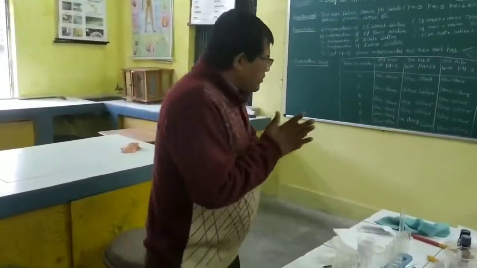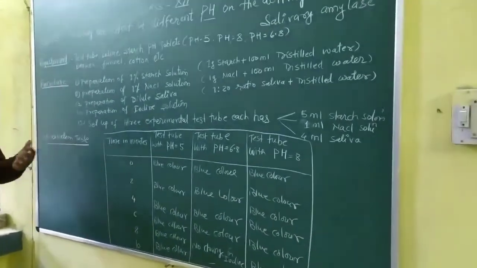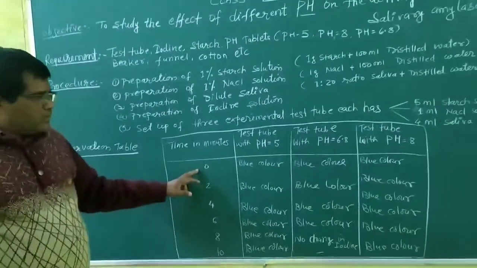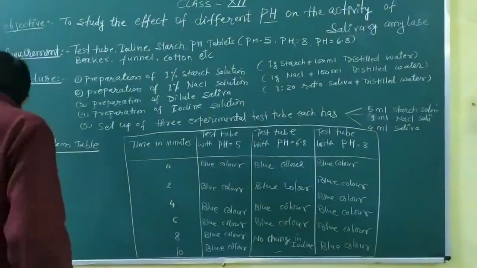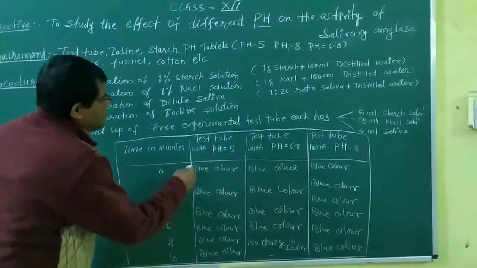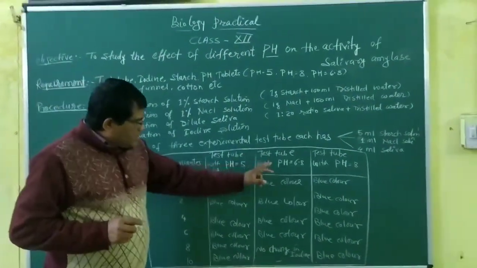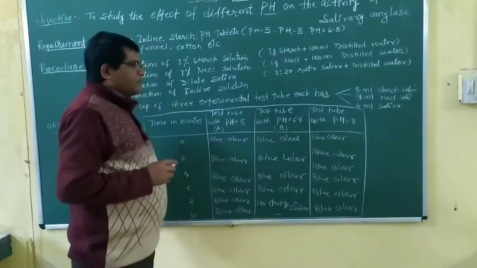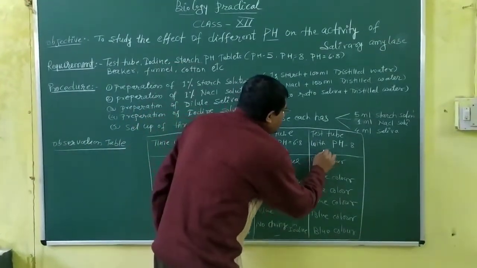Now, to understand what to do next, we have to prepare the observation table. Time in minutes, it means 0 minutes. Test tube with pH 5, this is test tube A that we have taken. Test tube with pH 6.8, this is test tube B. And test tube with pH 8, which means alkaline medium, this is test tube C.